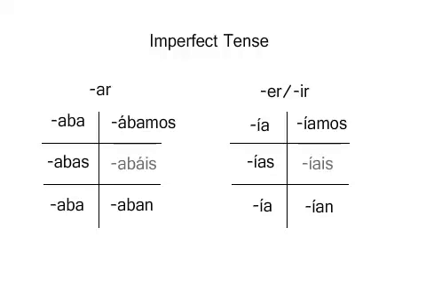At this point, you should be familiar with the verb chart. Here you see two verb charts, one for AR verbs and one for ER and IR verbs. These are the verb endings for the imperfect tense. And if you're familiar with the verb chart, you should know how to use these. Let's take a look at a couple of examples, though, beginning with the AR verbs.